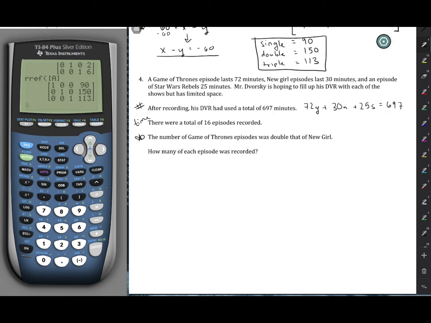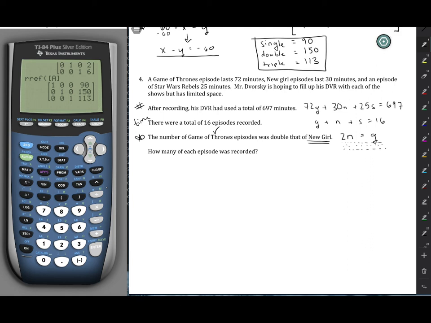Total of 16 episodes just means that Game of Thrones plus New Girls plus Star Wars equals 16. And double Game of Thrones than New Girl. So which one do I have more of? That's Game of Thrones, which means I need to double the number of New Girls to equal Game of Thrones. So 2 times the episodes of New Girl equals Game of Thrones. So again, that can be tricky, and a lot of times if you make mistakes, it's going to be in that last equation. So if you make mistakes, just look back and kind of filter through those.